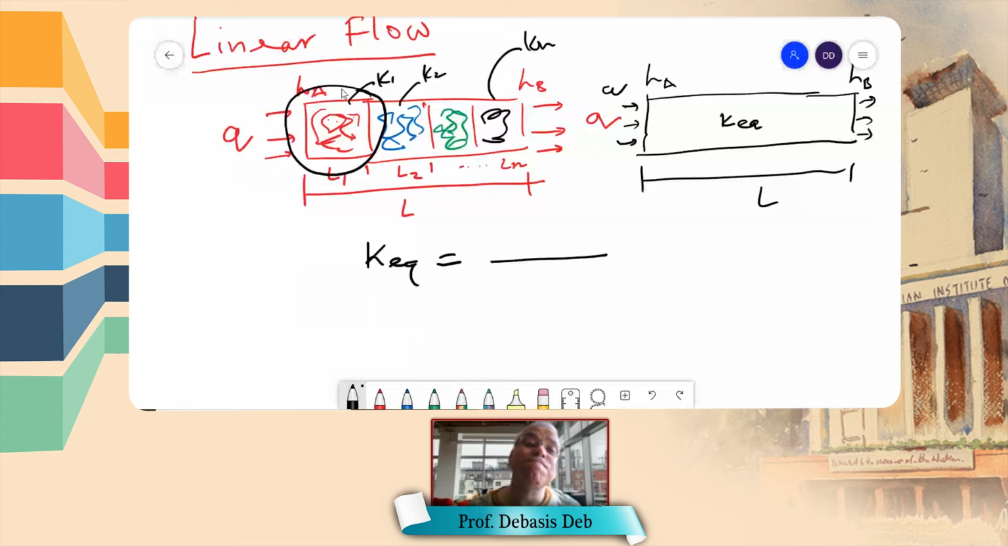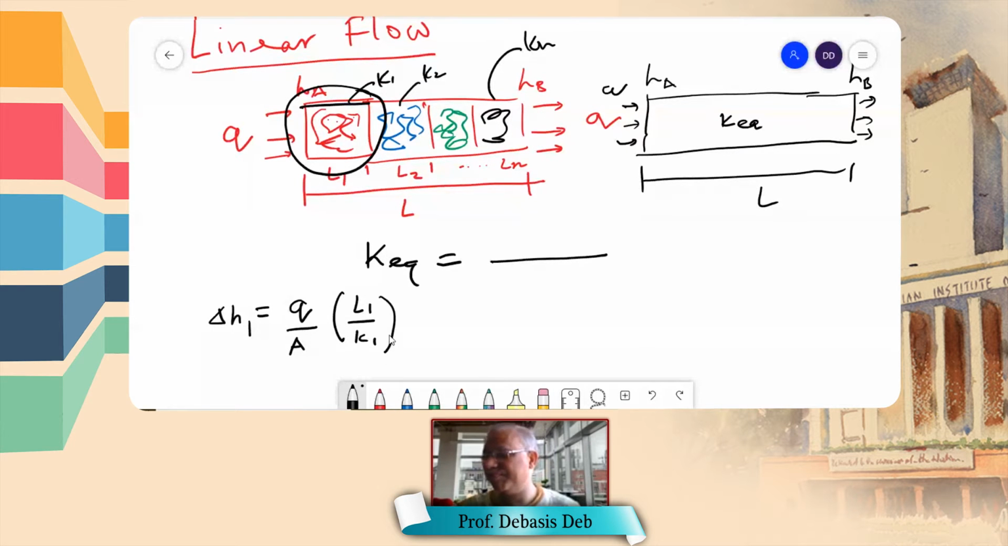Q is K1 times (HA minus HB) divided by L1. Okay. So let me write, let's say del H1. This is the pressure drop, let's say from here to here. This will be equal to Q by A using Darcy's law, times L1 by K1. Can I write that? Everybody see that? Yes, sir. Okay, I just rearranged.